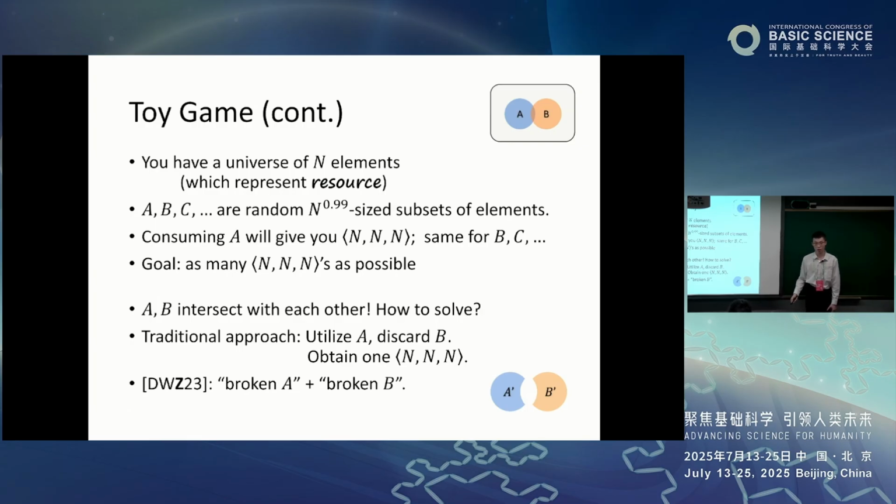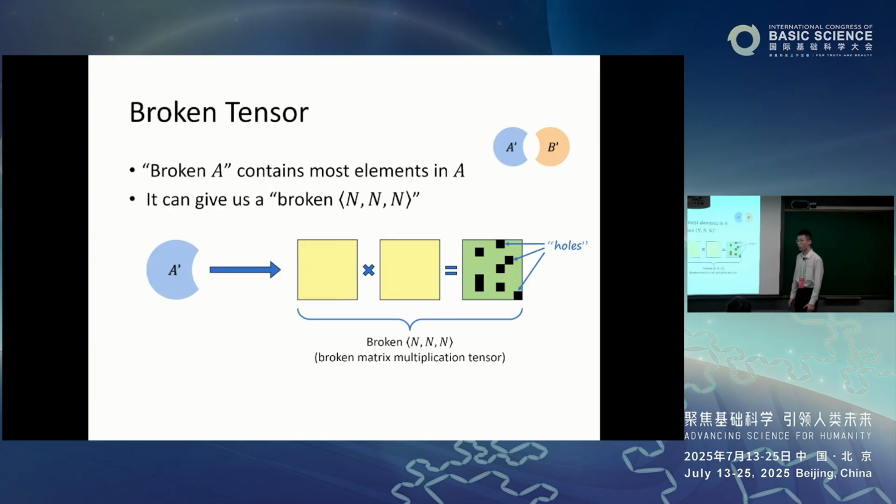So the question becomes, what can a broken set give us? We already know that a normal set can give us a matrix multiplication tensor. And if we dive into the technical context of this toy game when it shows up in the laser method, we will also be able to show that a broken set can give us a broken matrix multiplication tensor. This tensor can still help us multiply two n-by-n matrices, but in the output matrix, we can only get the answers to some of the entries, but not all of them.